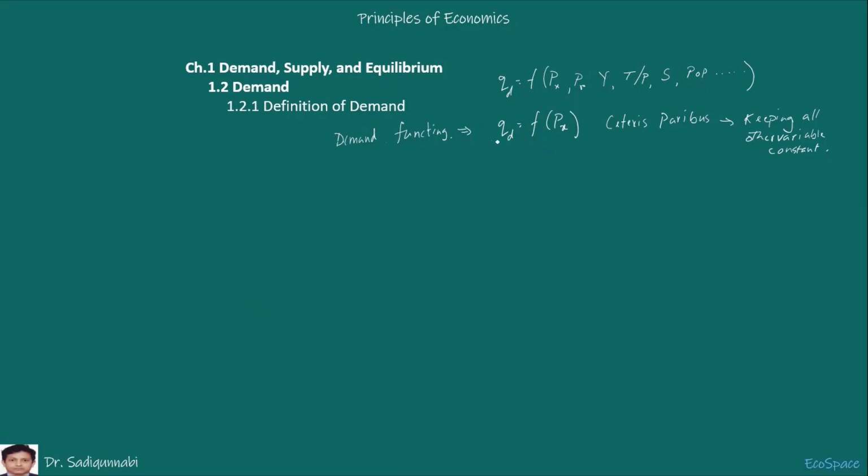I said that demand is a function of price of X. So X is a good. Good X, and PX is the price of good X. And QD is the demand for good X.